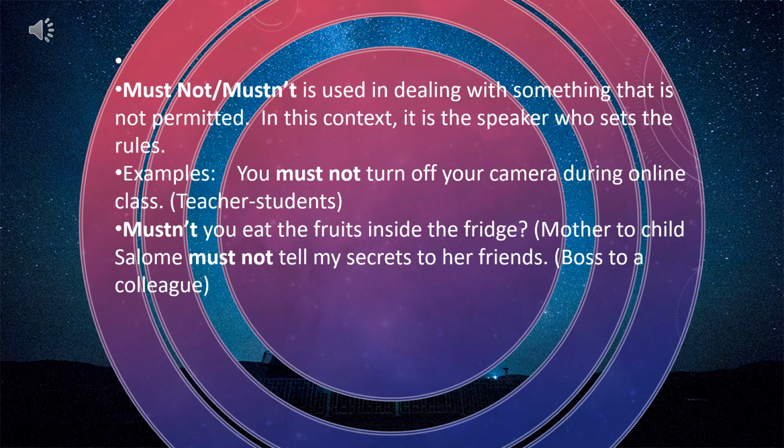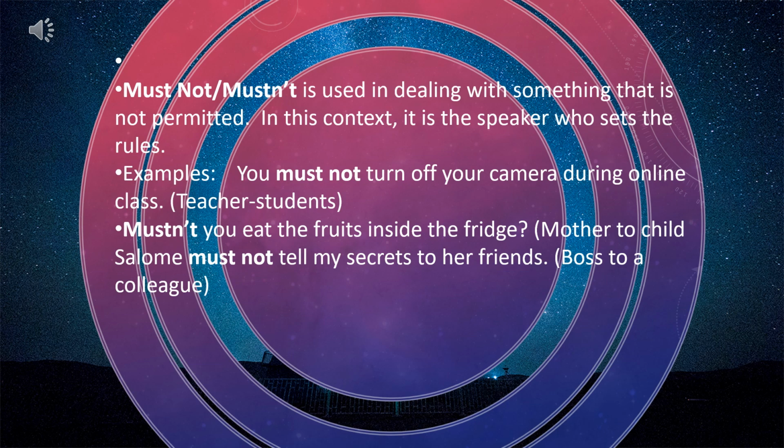Teacher to student. Then, mustn't you eat the fruits inside the fridge? Mother to child. Okay? Mustn't you eat the fruits inside the fridge? So the rule is set by the mother. Then Salome must not tell my secrets to her friends. Boss to a colleague. Okay? So again, we use the must or mustn't whenever the action that we want to prohibit is against the rule being imposed by the speaker himself or herself.